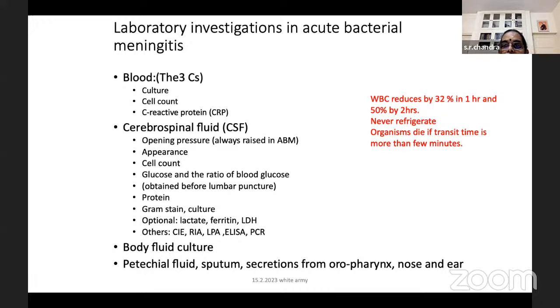Another important thing to remember: do not do the lumbar puncture today and send the sample tomorrow. Never refrigerate. Organisms die if transit time is more than a few minutes. If you keep it in the fridge for 2 hours and send it, nothing will be useful. WBC reduces by 32% in 1 hour and 50% by 2 hours. So the cell count will change, everything else will change, culture will become negative. So it should be immediately sent to the laboratory.